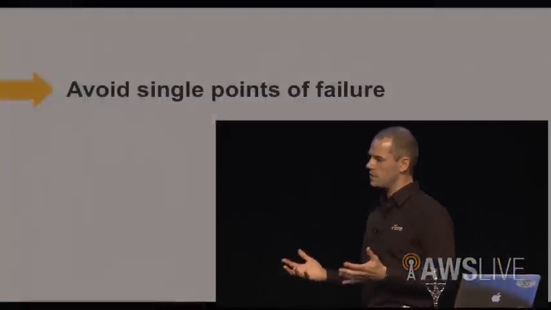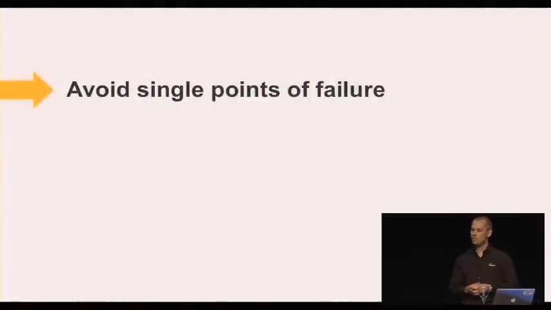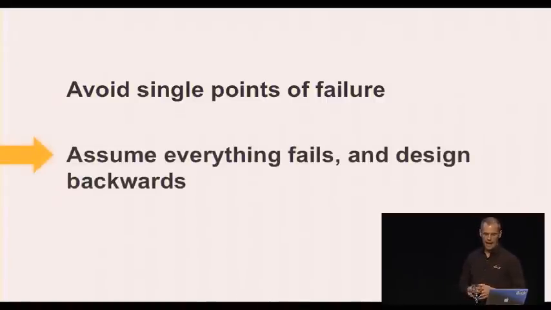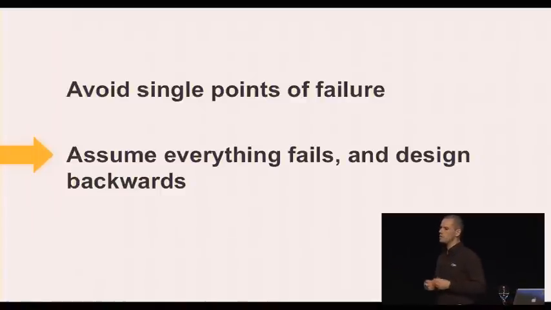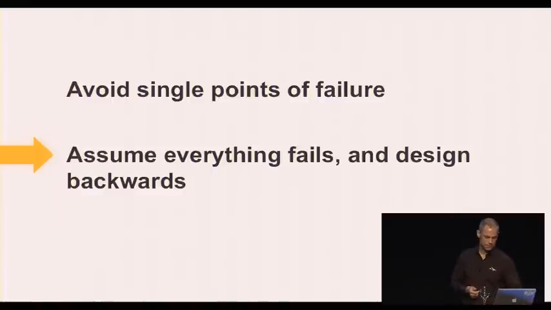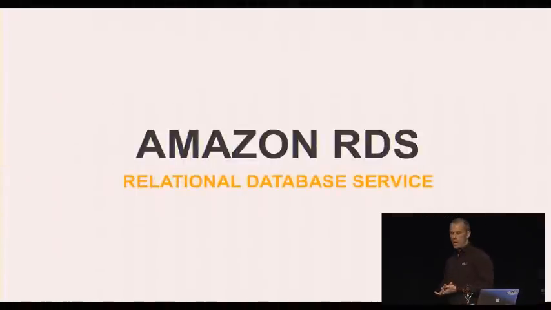In a similar way to what we do in a physical or virtual environment, where we look for single points of failure, there may be network switches, web servers, application servers, database servers, etc. We need to look for these single points of failure in our architecture. And then by assuming that everything fails, we can design backwards. So if we assume that half of our architecture will fail at any one given point, we need to be able to ensure that service is still provided to our customers.